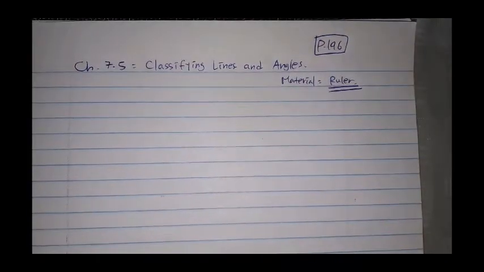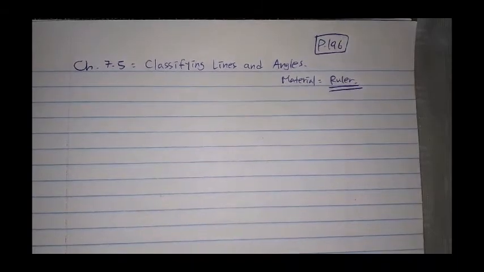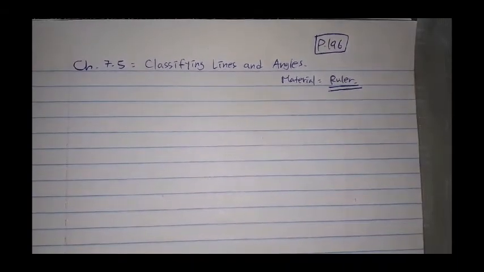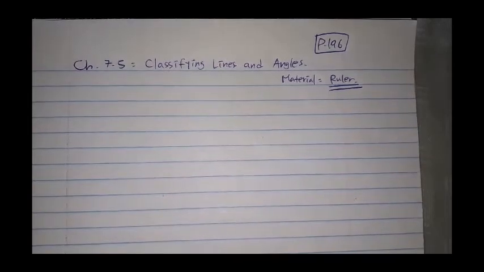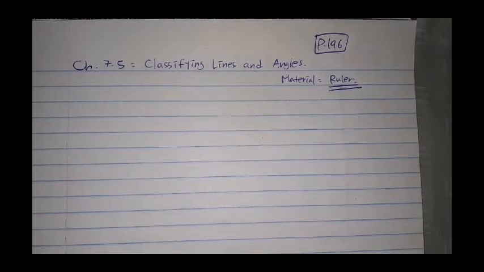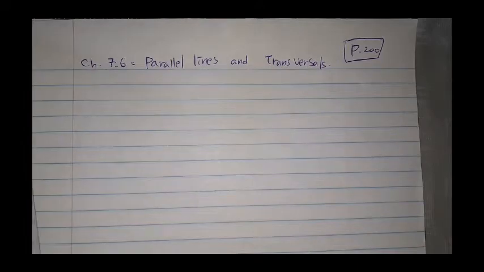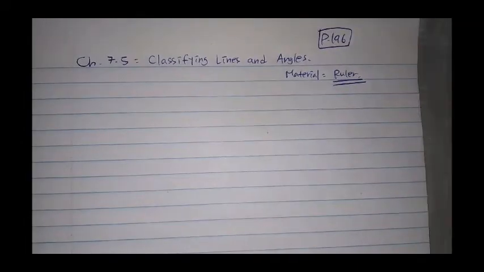Alright, first thing first, as you may notice, I'm recording this over the video that I created because of a malfunction that I have related to my instruction video. So today's lesson basically involved chapter 7.5, classifying lines and angles. And right next, we're going to go to chapter 7.6, which is parallel lines and transversal lines.